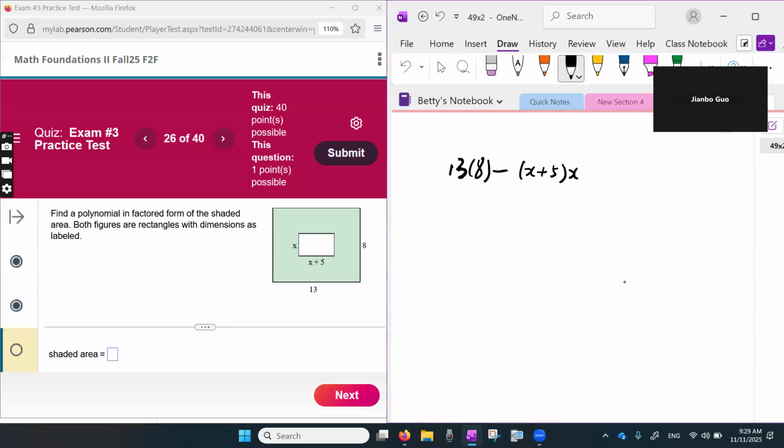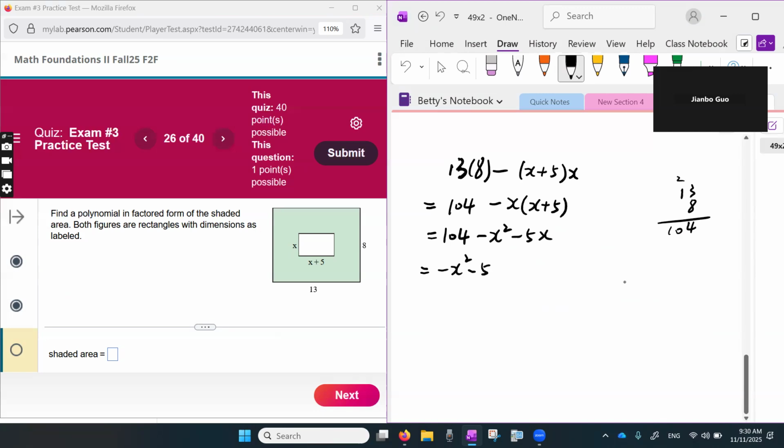Let's simplify, and then factor, right? Because the question requires the result as a factored form. Let's see what is 13 times 8. 104. Double check. Yeah, 104. 3 times 8 is 24. Okay, 104. And then we can write x in front of x plus 5 if that makes you feel a little bit more convenient. Distribute negative x times x, negative x squared. Negative x times 5, negative 5x. So we have negative x squared minus 5x plus 104.